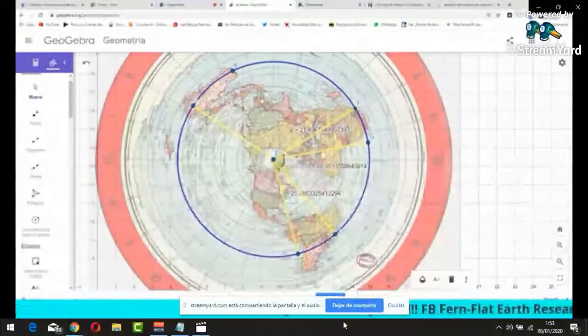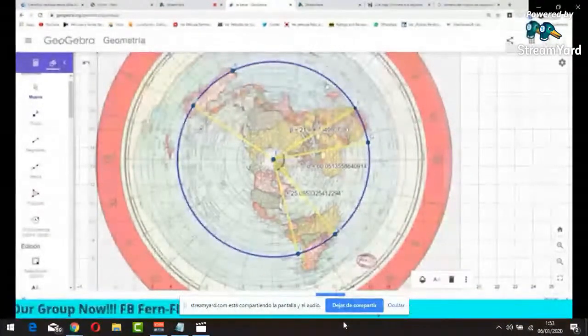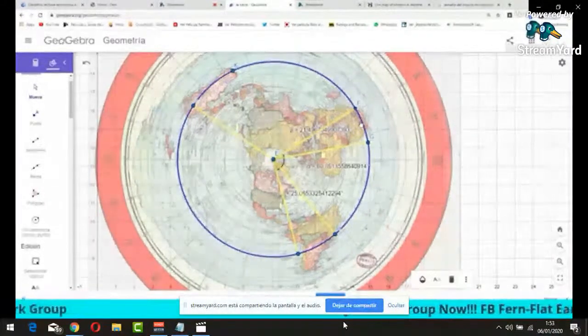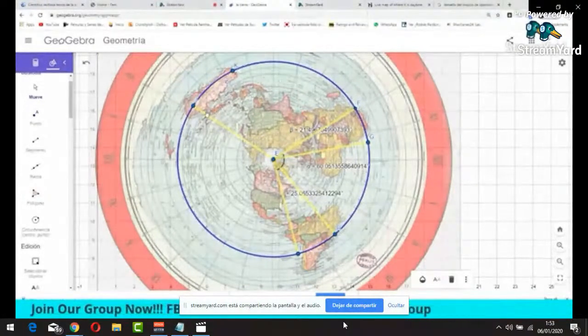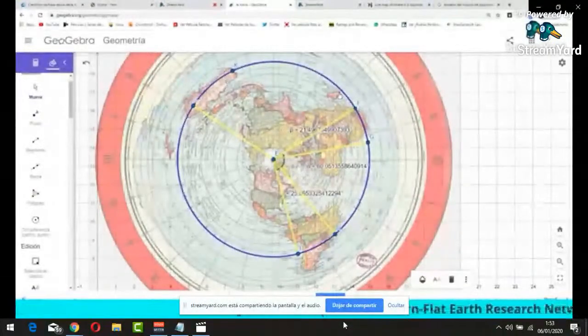We check airplane flights. We check the path of the sun, the flight routes, the speeds, and everything matches with the Gleason map. Not all of it matches with the Gleason map, but it matches with our new map. It's more accurate.